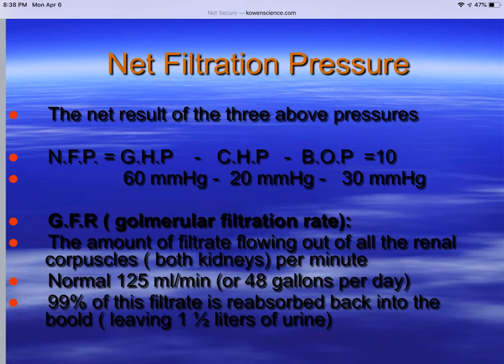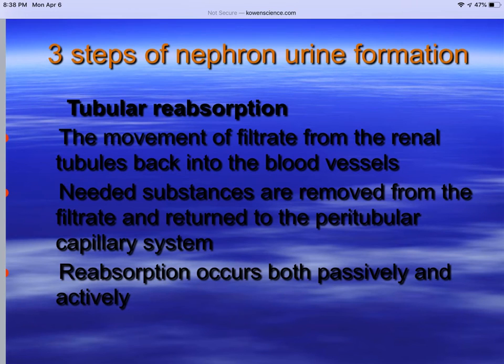So the glomerular filtration rate is the amount of the filtrate that flows out of all the renal corpuscles of both kidneys per minute. Normally, we should have about 125 milliliters per minute, or about 48 gallons per day. 99% of this filtrate will be reabsorbed back into the blood, leaving only 1 to 1.5 liters of urine produced per day.